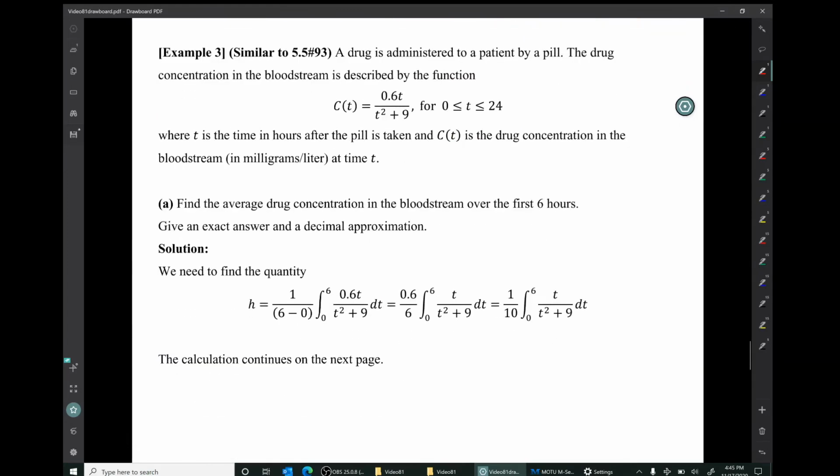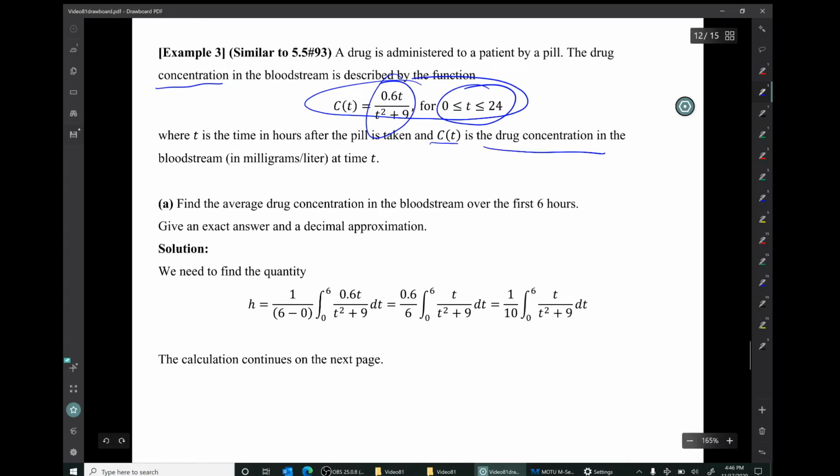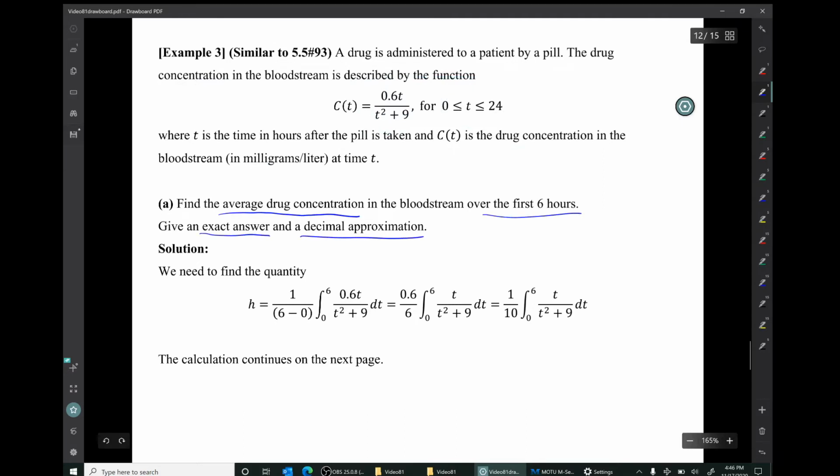Example 3. A drug is administered to a patient by a pill. The drug concentration in the bloodstream is described by this function. Capital C of T, that is for concentration, is this rational function, valid for this interval from 0 to 24. So T is the time in hours after the pill is taken, and capital C of T is the drug concentration in the bloodstream in milligrams per liter at time T. The question is, find the average drug concentration in the bloodstream over the first 6 hours. Give an exact answer and give a decimal approximation.